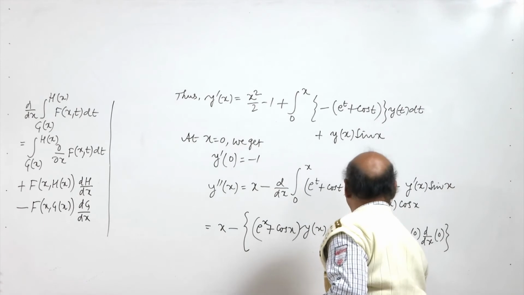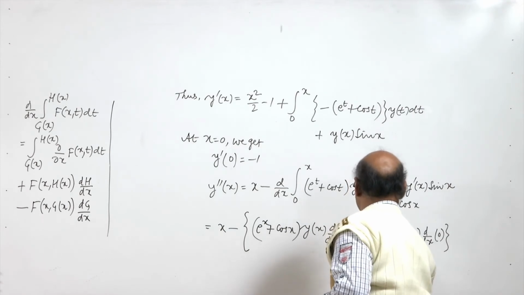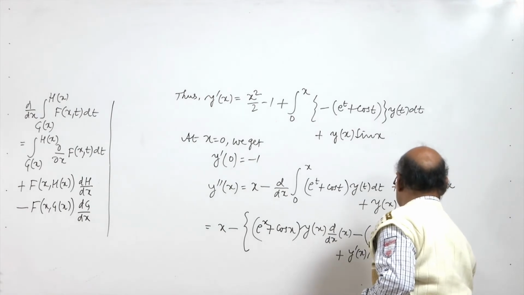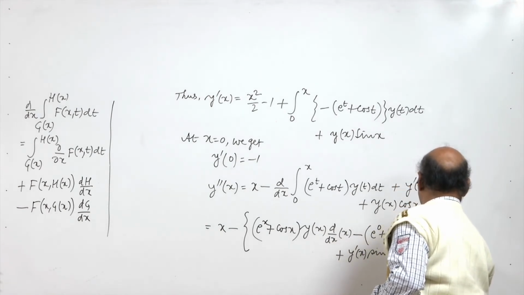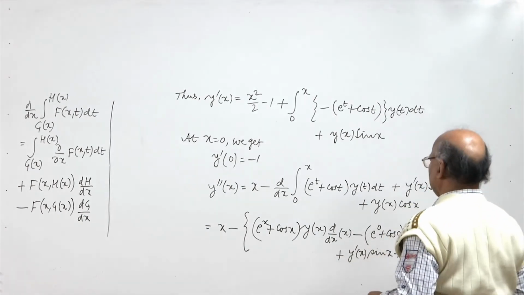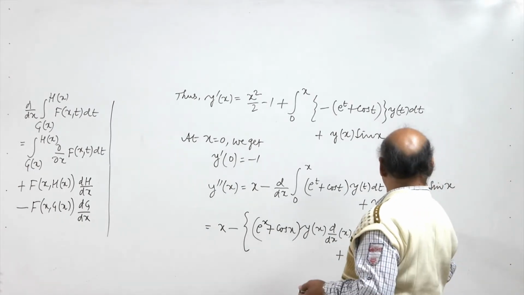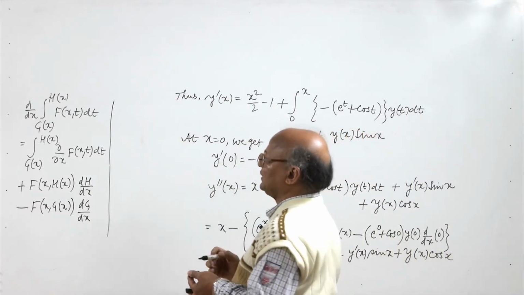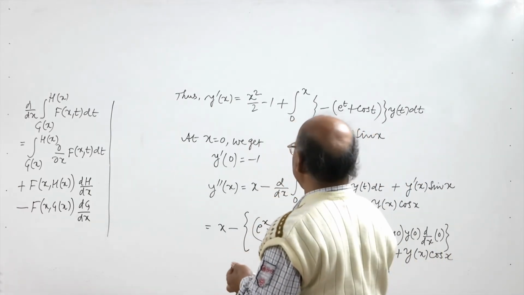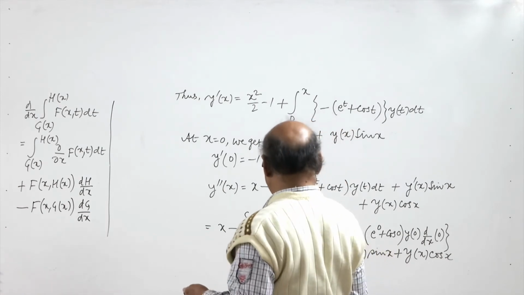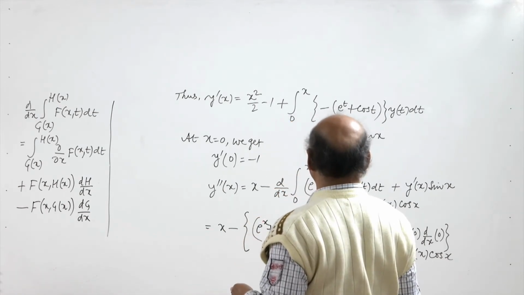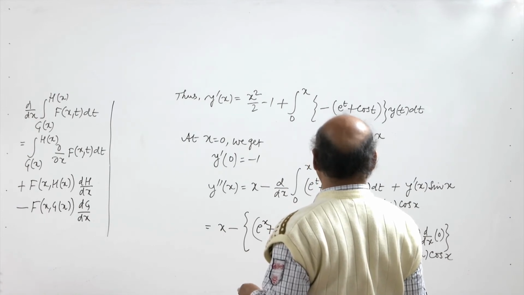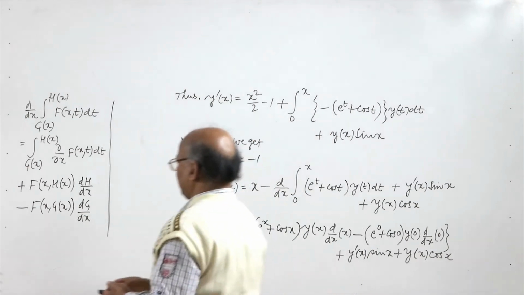So that is all. So we have y dash x sin x plus y x into cos x. This is 0 because derivative of 0 is 0. So what we have is x minus y double dash x equal to x minus e to the power x plus cos x into y x, derivative of x with respect to x is 1. So we have the following.